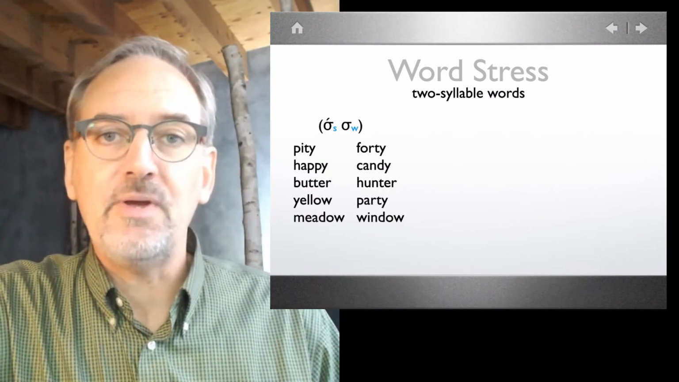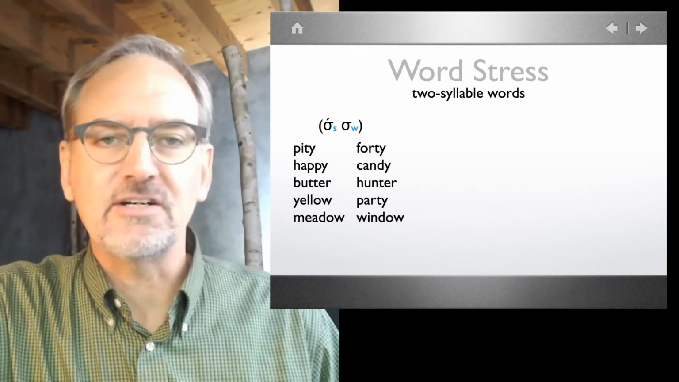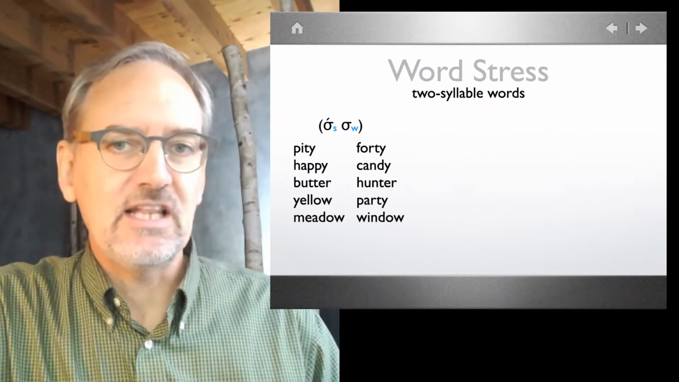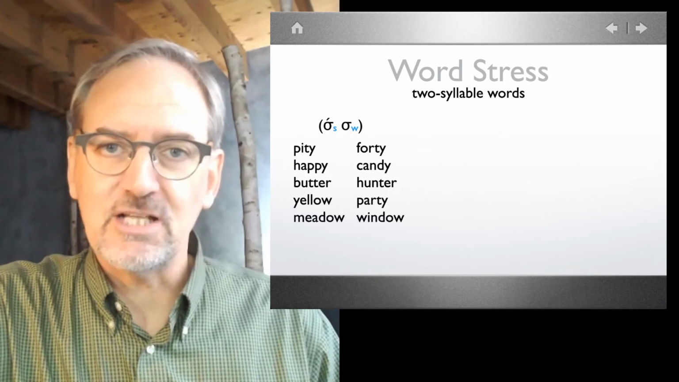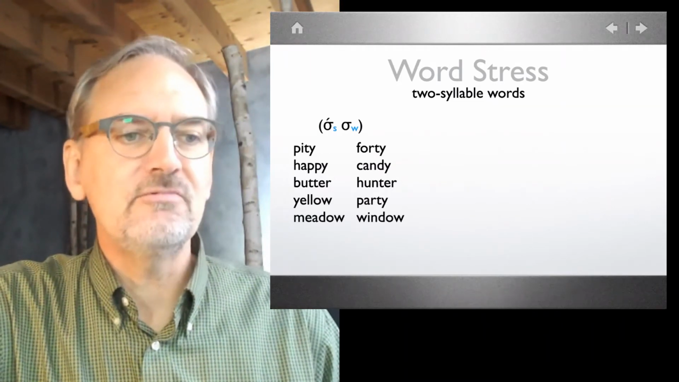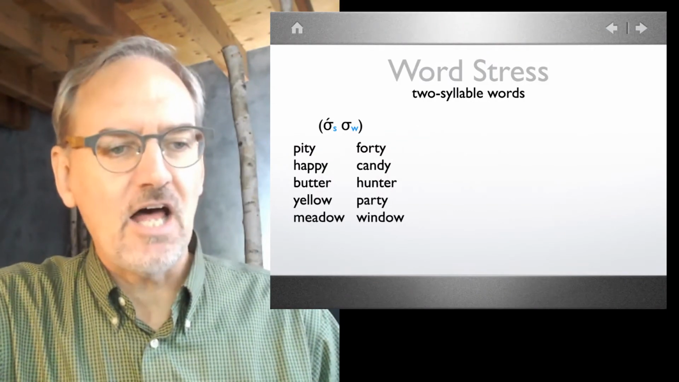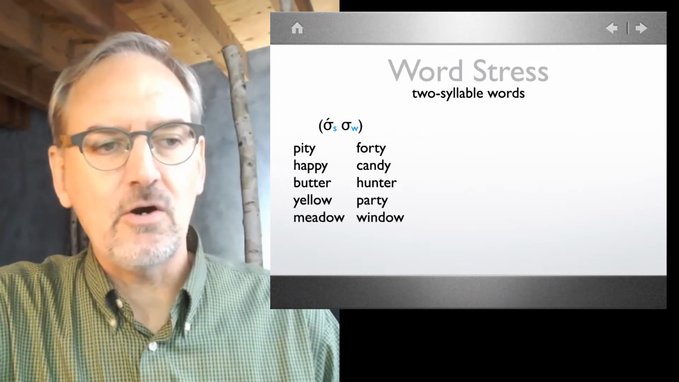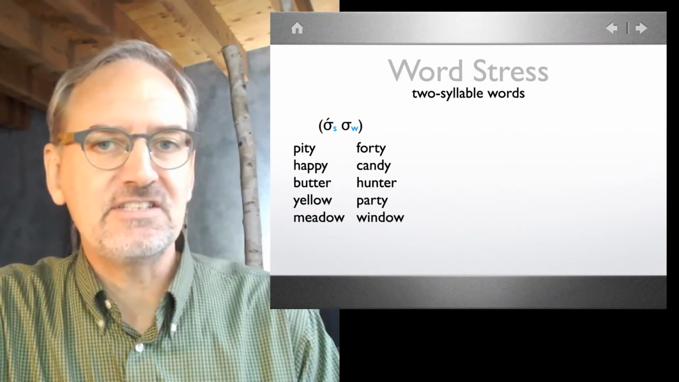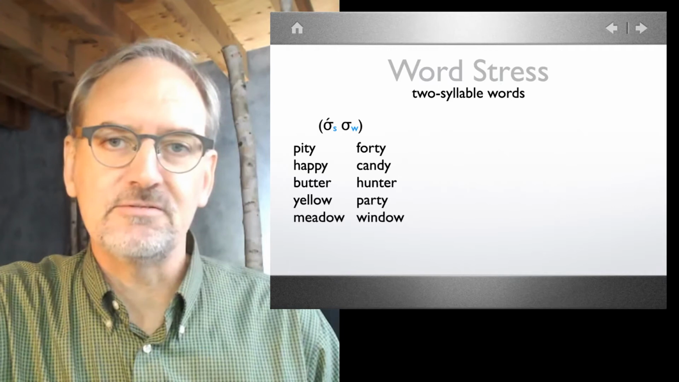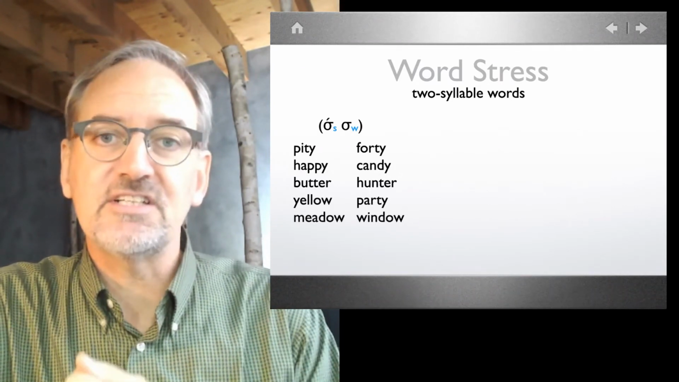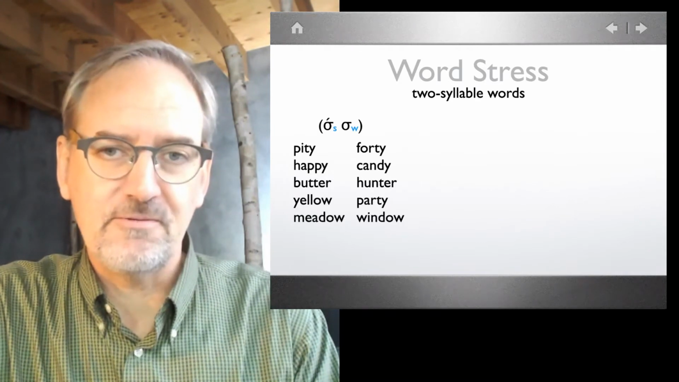And so words like pity, happy, butter, yellow, meadow are made up of two light syllables. The first syllable is strong, so it gets stress. The next column, 40, candy, hunter, party, window. These are bisyllabic feet made up of a heavy syllable followed by a light syllable. And again, the first syllable is stressed because it's the strong syllable in the foot.